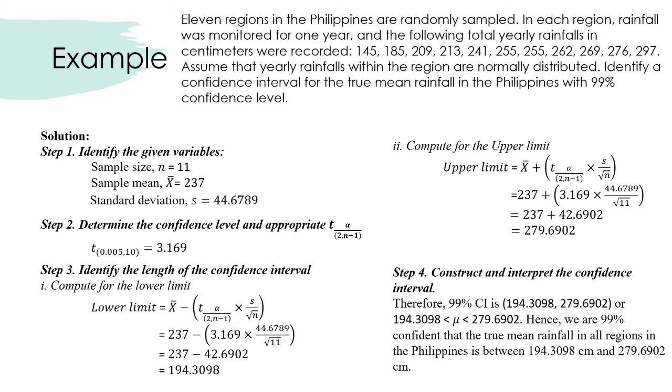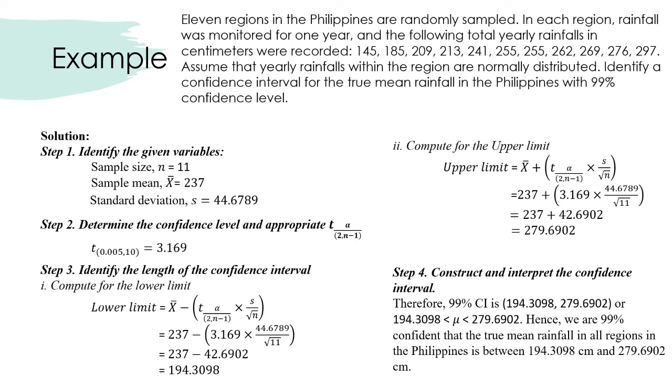Simplifying it, we will now have 237 minus 42.690. Simplifying it, we will now have our lower limit, that is 194.3098. Second, compute for the upper limit having a formula of x bar plus the quantity of t sub alpha over 2 and n minus 1 multiplied to s divided by square root of n.